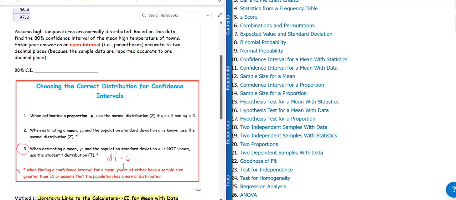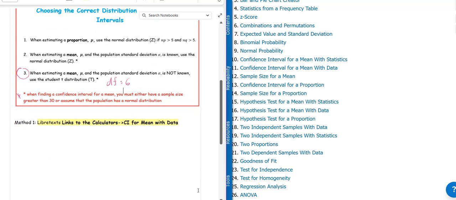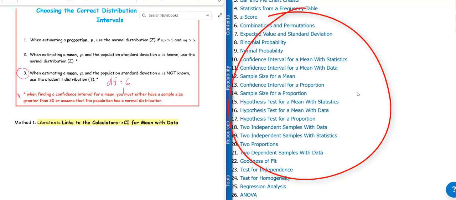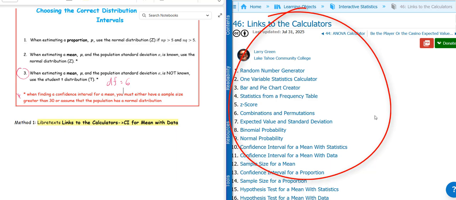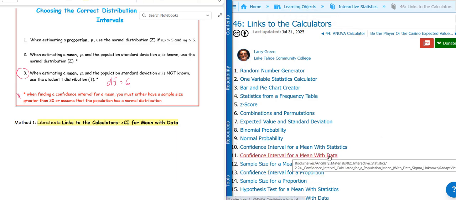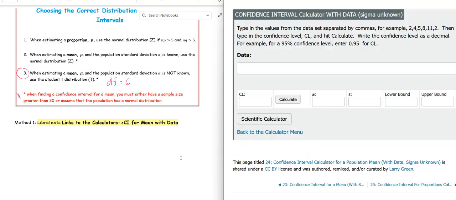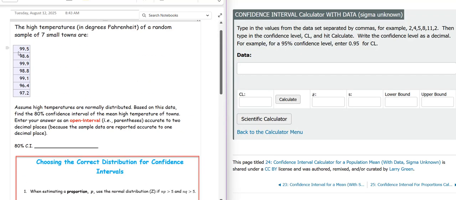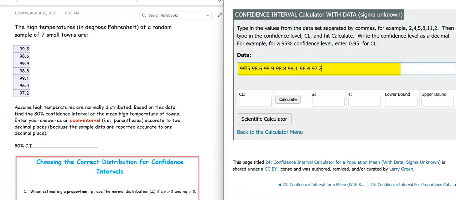The first way is by far the easiest, and it's just using the LibreText calculator. And I'll put a link to the calculators in this problem and also in the module. So here's what that page looks like. You're going to click on confidence interval for mean with data. Then I go up here and copy my numbers and paste them over here, put commas in between, then enter the confidence level, which is 0.8, and hit calculate.